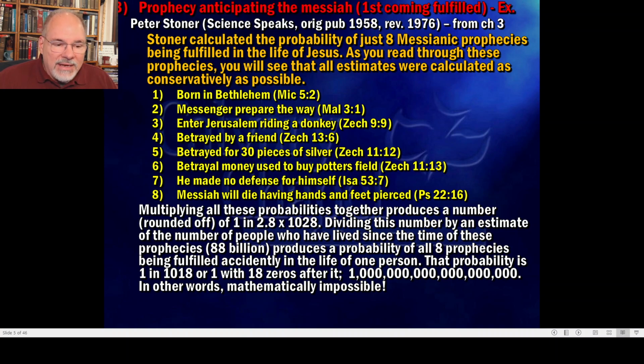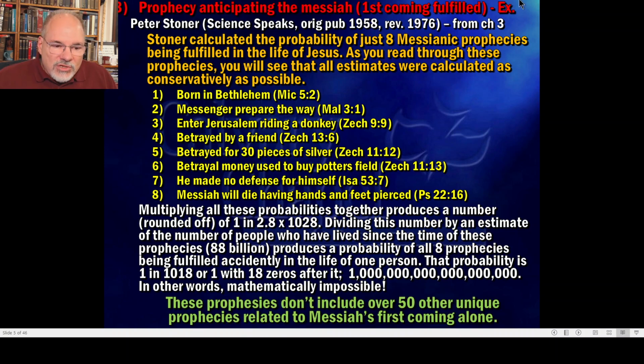So you divide the number by an estimate of the number of people who lived since the time of these prophecies, right? So you have to estimate about 88 billion people lived since then, and it produces a number of all 8 prophecies being fulfilled accidentally in the life of one person. That probability is 1 in 10 to the 18, or 1 with 18 zeros after it, right? In other words, it's really mathematically impossible. It's mathematically impossible for one person to just fulfill these specific prophecies.